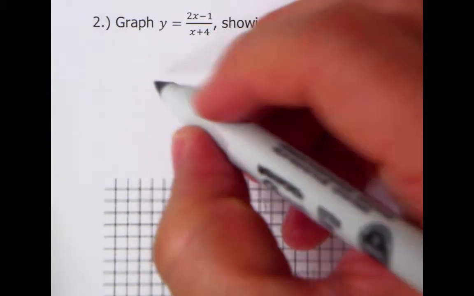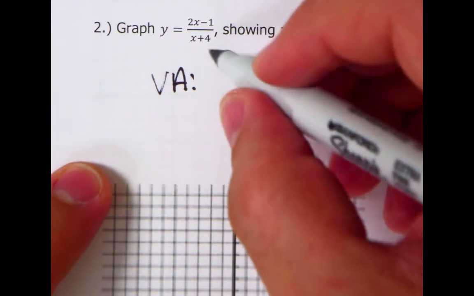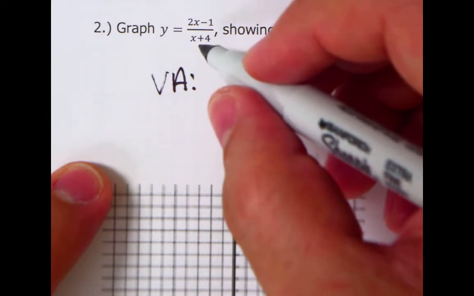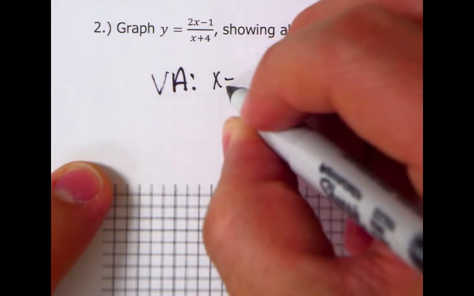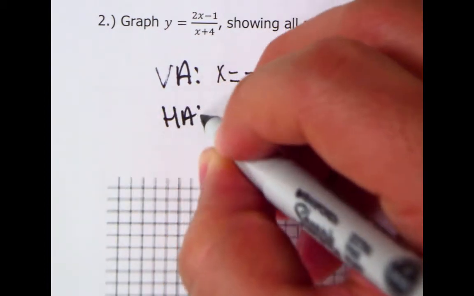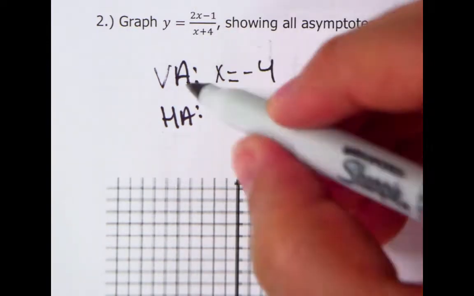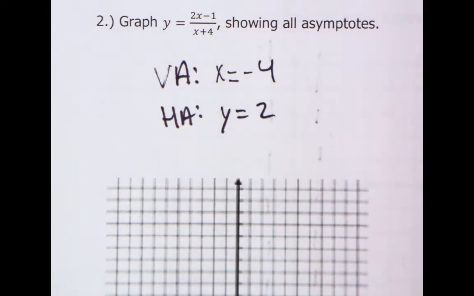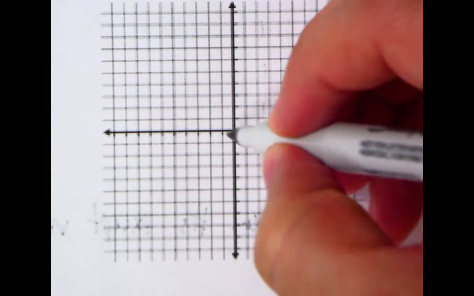So here, again, vertical asymptote first. Vertical asymptotes are what makes your denominator 0. In this case, it's real easy. It's already set out for you. So what makes the denominator 0 would be an x value of negative 4. So x equals negative 4 is my vertical asymptote. The horizontal asymptote, since these are the same, we look at the ratio. It's 2 over 1. So it'd be y equals 2. Okay. So we're going to put this on our graph. So I got a vertical asymptote at x equals -4.